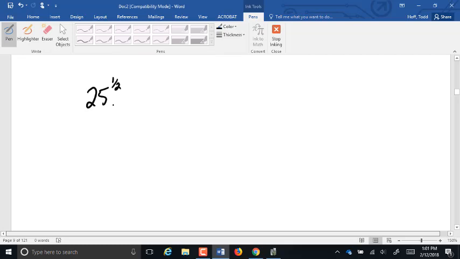See if you can figure out how to enter this in your calculator. 25 to the power of 1/2. 5. How about 49 to the power of 1/2?